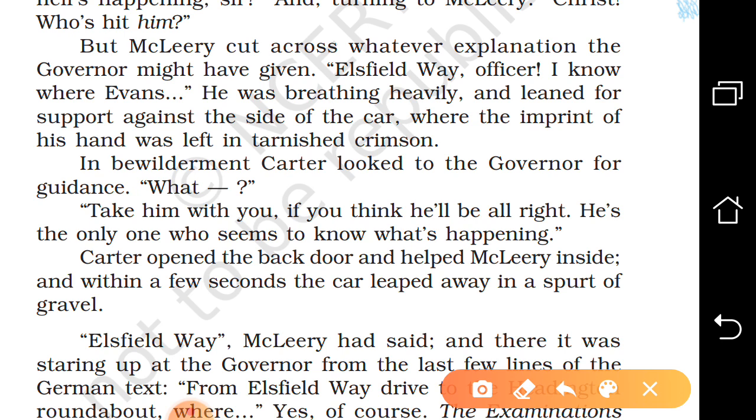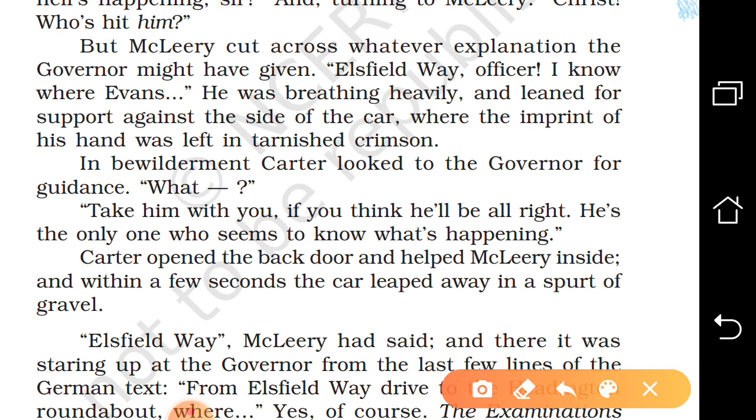So dear children, we will stop it here for the day. Now we have come to know what actually happened immediately after the examination. There was a call from the governor asking Stephen to escort McClary to the main gate, and Stephen was very happy to get such an instruction. Being a junior person, he felt proud escorting McClary to the main gate.